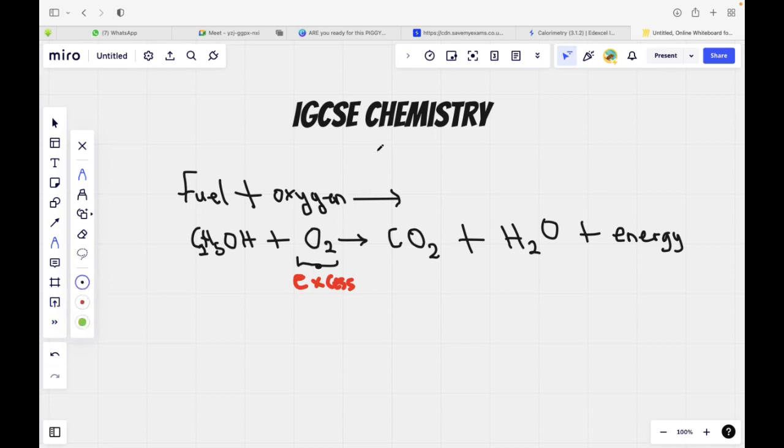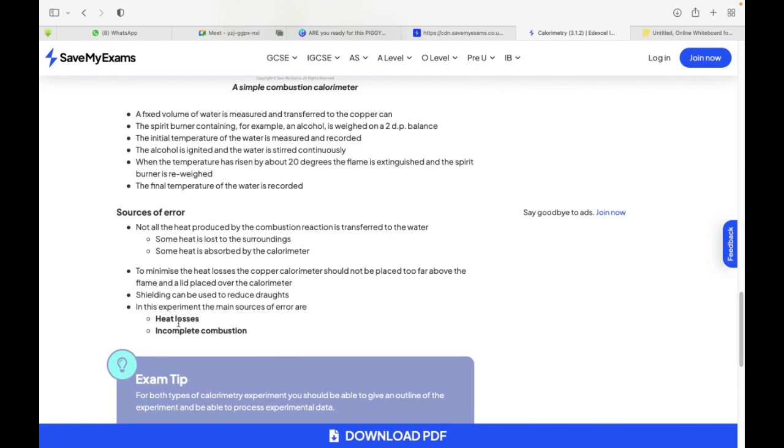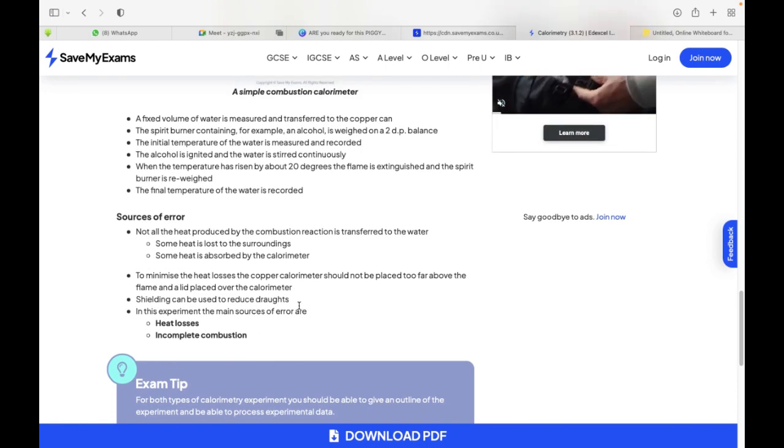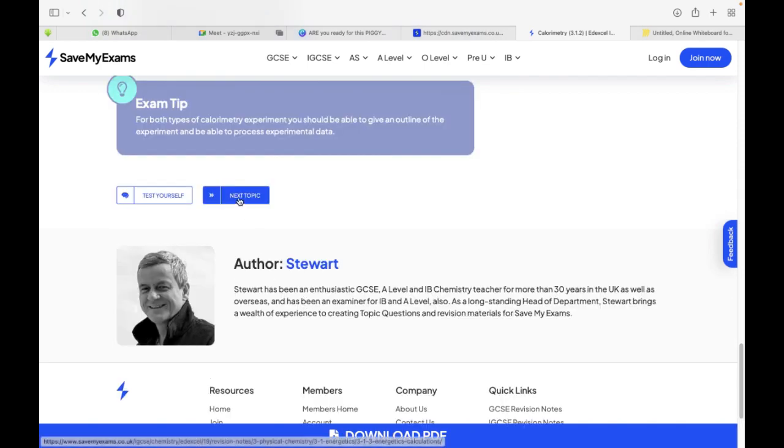Okay, so this is what happened. When the spirit burner, which we can assume is alcohol, burns in the presence of oxygen, it produces carbon dioxide, water, and energy. Is that okay? Now let's quickly go back to what we have. So the sources of error in your experiment are heat loss and incomplete combustion. Is that okay?